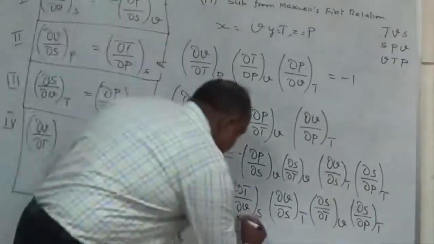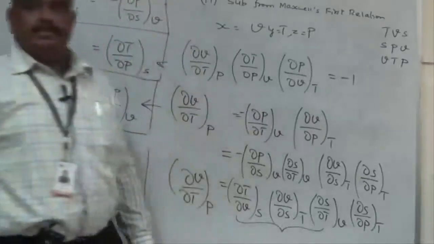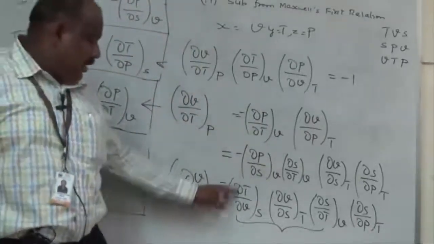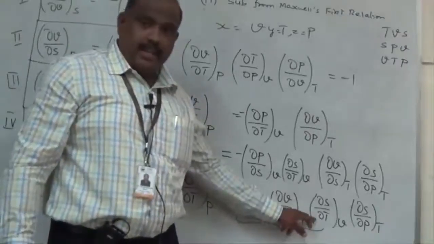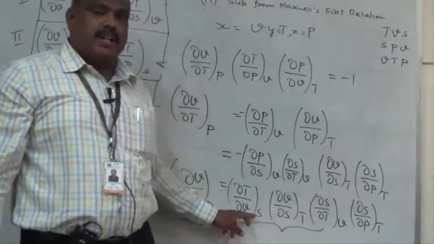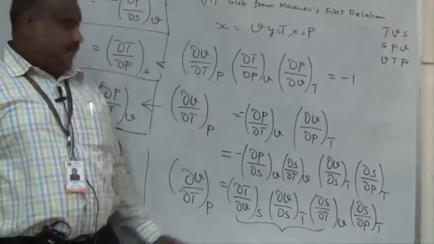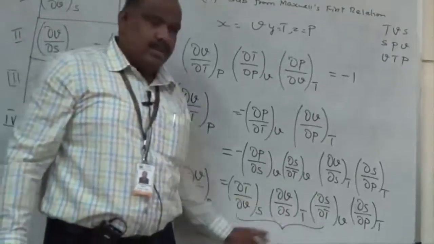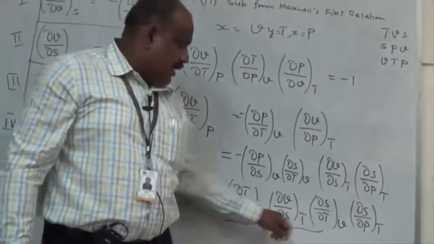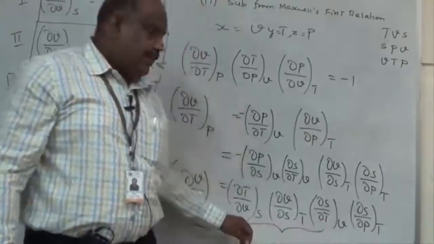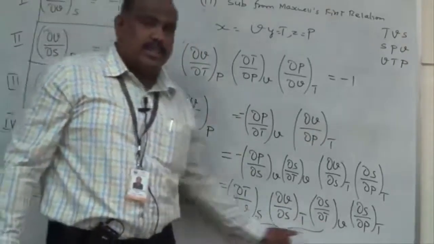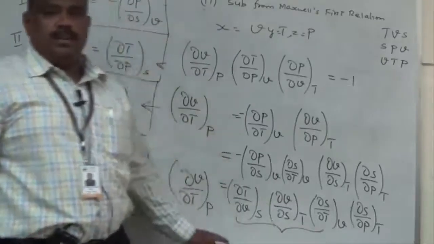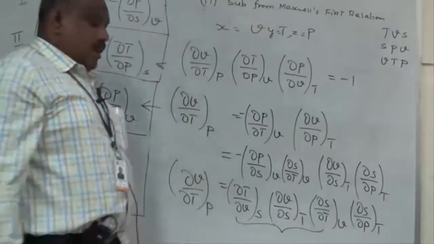Can anyone tell what is the value of this one? ∂T/∂V, then followed by ∂V/∂S, followed by ∂S/∂T. Is it following a cyclic relation or a chain rule? Here the variables are same or different? The variables are different. So it is following a cyclic relation. So what is the value of these three terms? -1. This value will be equal to -1.